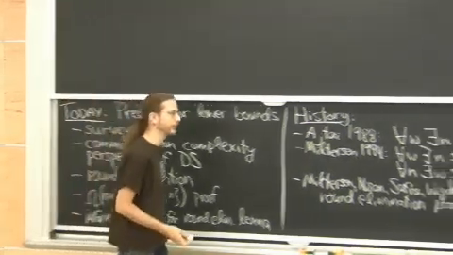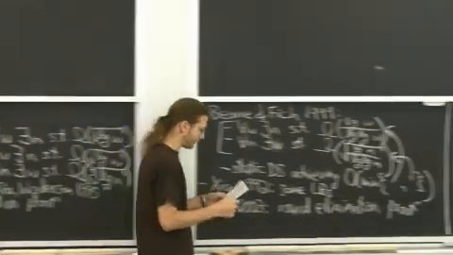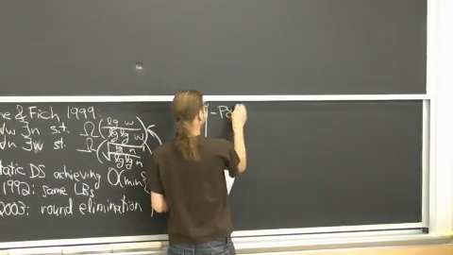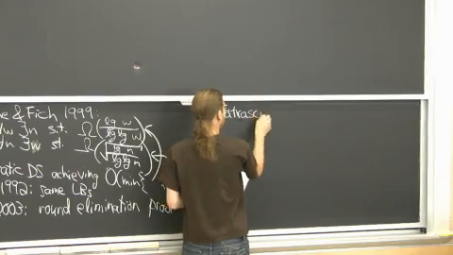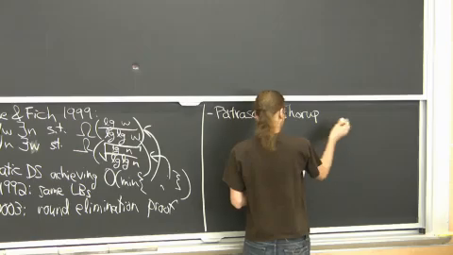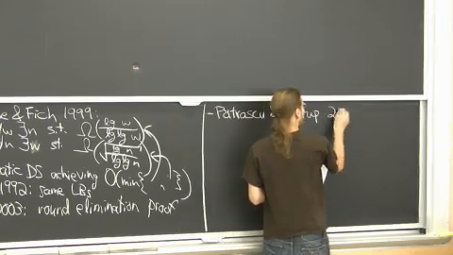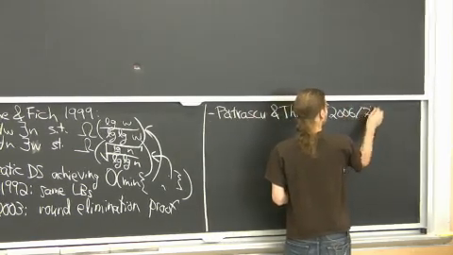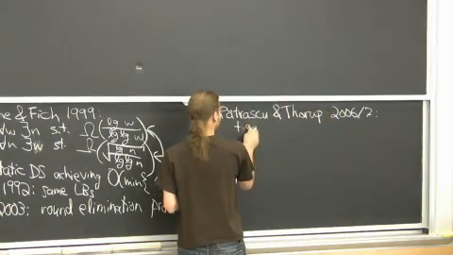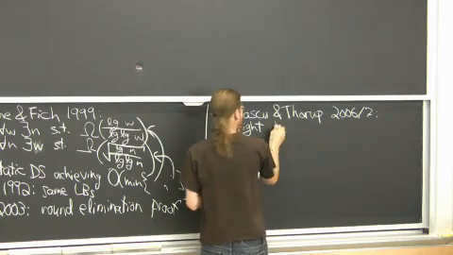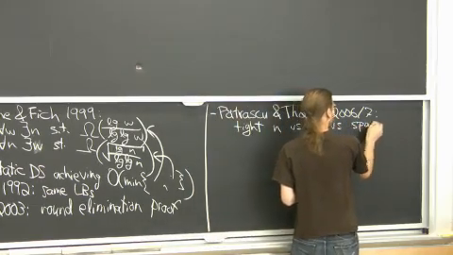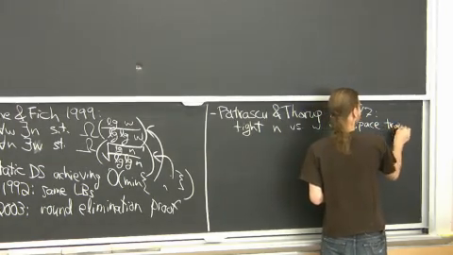Getting rid of the log-log factor is messier. That's the next paper, which is the last. It's two papers actually, but the final papers in this story are by Pătrașcu and Thorup, 2006 and 2007, the two papers, and they give a tight n versus w versus space trade-off.